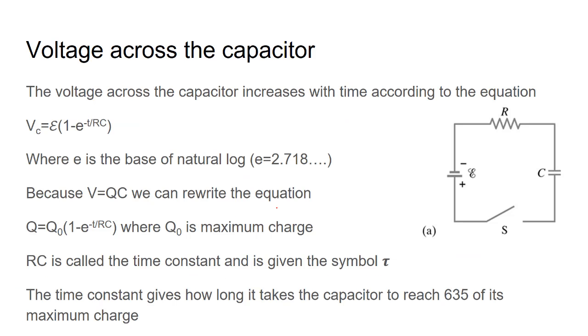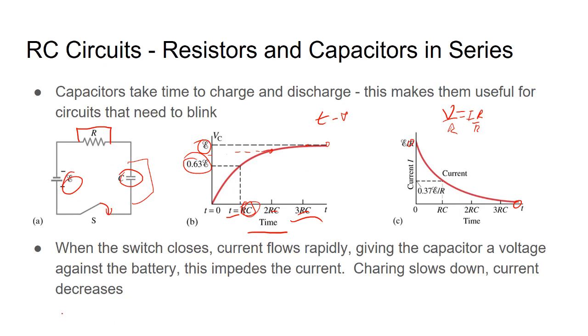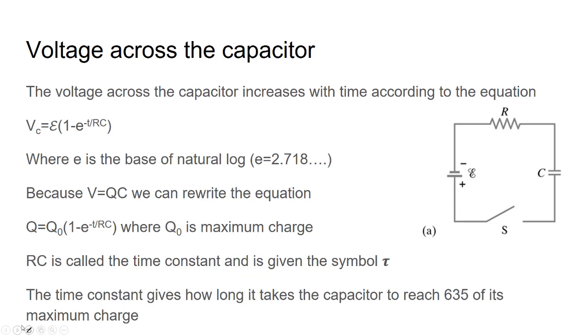Now you might have noticed on that graph that these times were given as RC. That's called the time constant of the circuit, and we can actually give the voltage as a function of RC and time. So this e is Euler's constant, or the base of the natural log. If you've ever seen natural log, ln, that's log base e. We're going to have to deal with that a little bit in some math, but we'll get there when we get there.